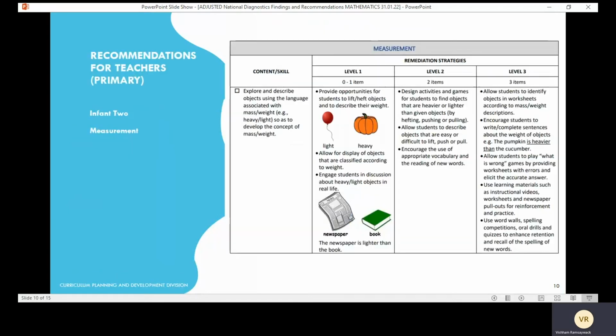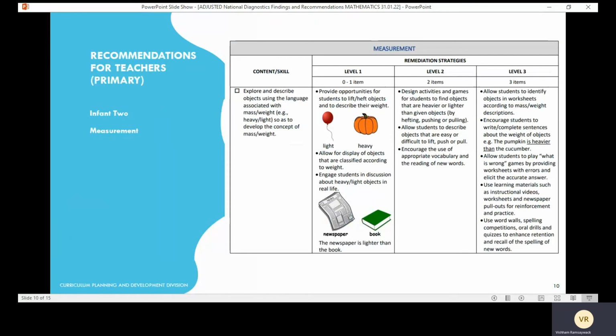This is an excerpt from the recommendations for teachers for primary, and it is done for infant 2 in the strand of measurement. And the content area identified is exploring and describing objects using the language associated with mass, weight, for example, heavy and light, so as to develop the concept of mass and weight. If we look at the three levels, we would identify that for the students who would have 0 to 1 item correct in this strand, there are certain remediation strategies recommended.